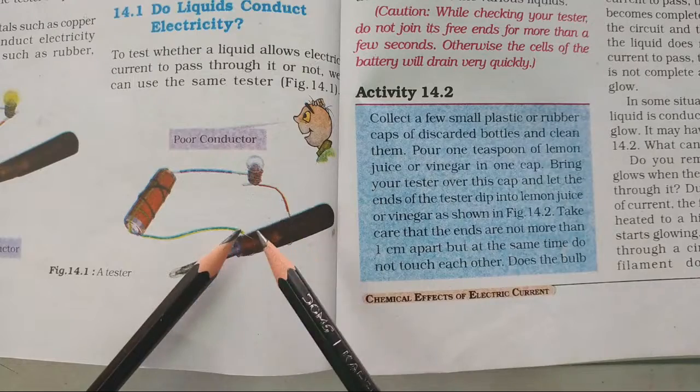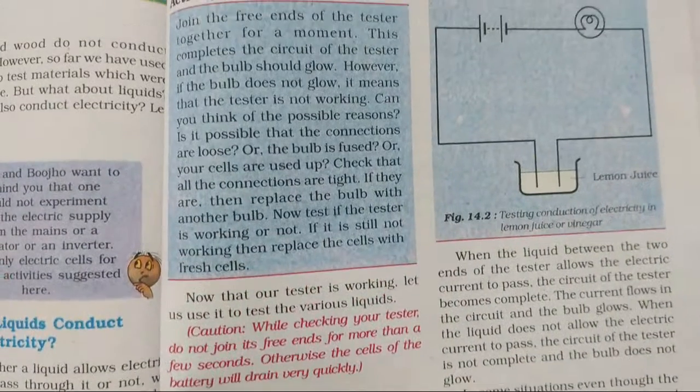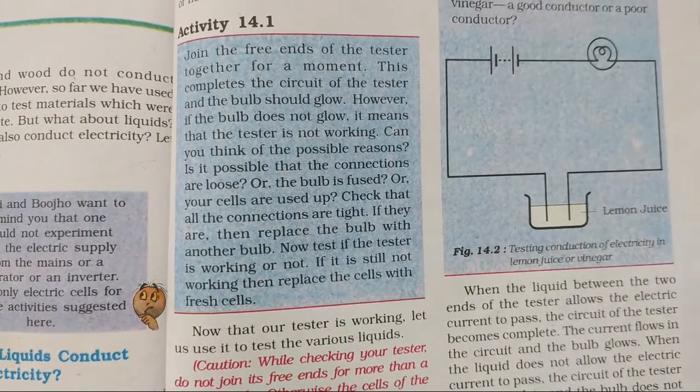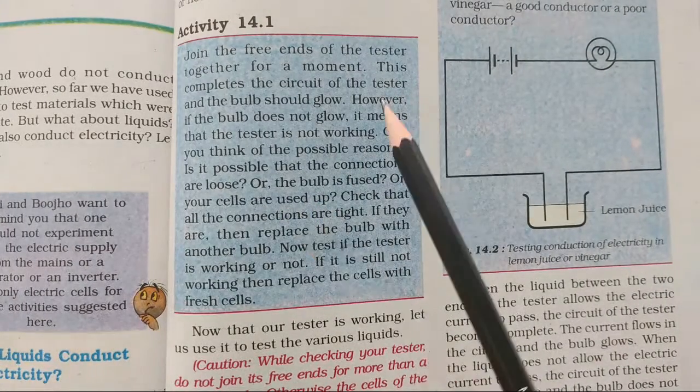If you replace the two wires and put them inside a liquid, then if the bulb lights up, it means that it is a good conductor of electricity. Join the free ends of the tester for a moment and the bulb will light up.